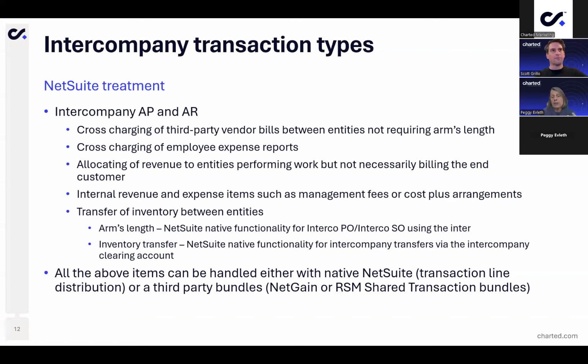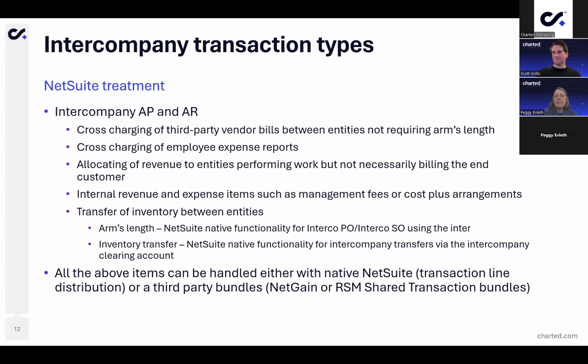So obviously, if you're doing that, here, for example, cross-charging of third-party bills between entities doesn't require arm's length, so I don't have to rebill it. What can happen is I can either do a vendor bill or, here, if I'm allocating revenue to an entity or charging for inventory or what have you. So let's break down these different ones, because I've got transfer of inventory here, and I didn't actually talk about doing it to where it's not treated as inventory on the receiving end. But I'll talk about that in a minute. Let's talk about how to do cross-charging of stuff.